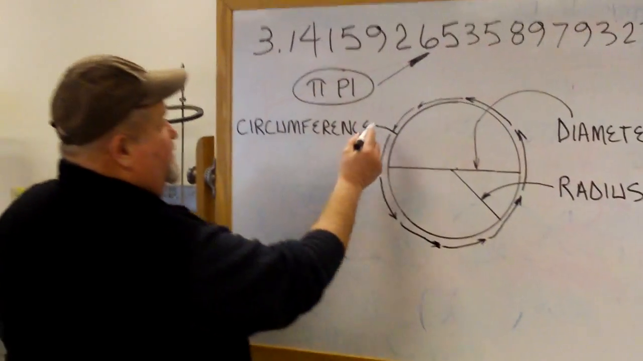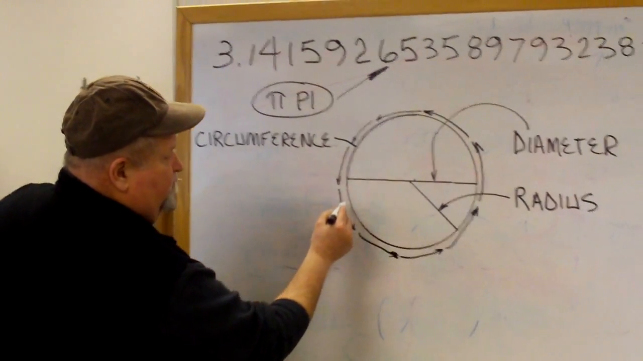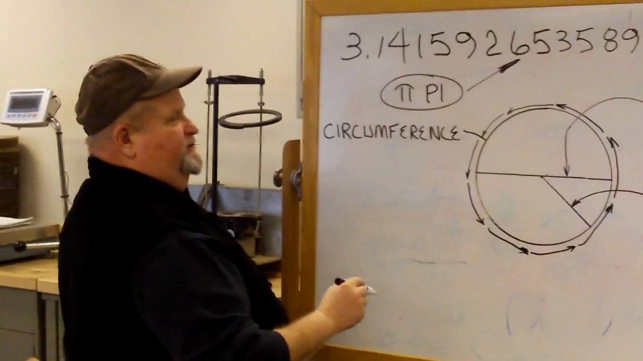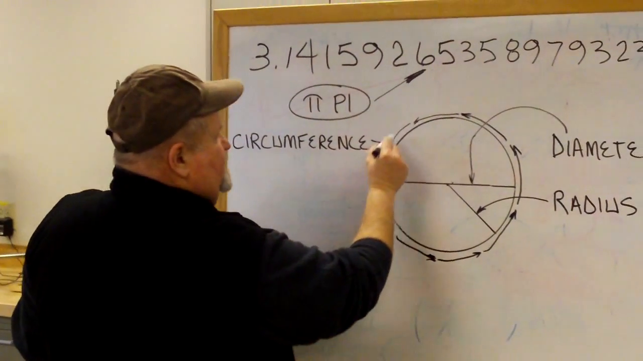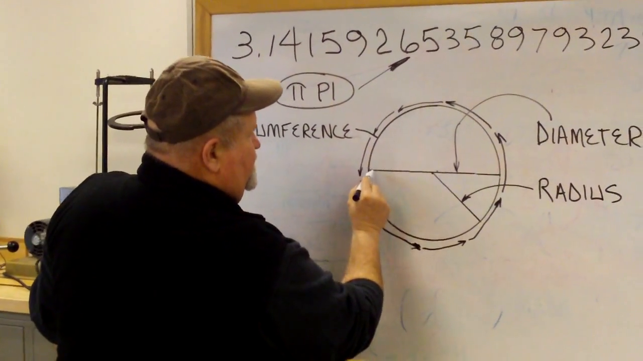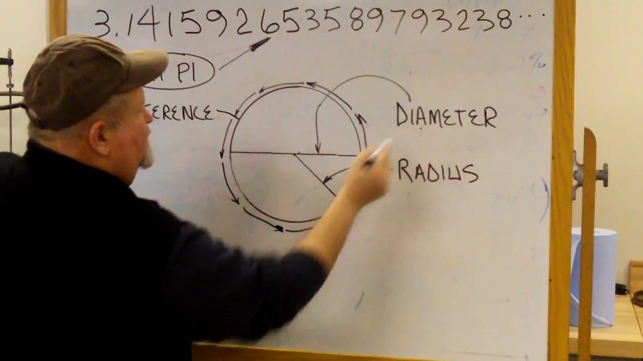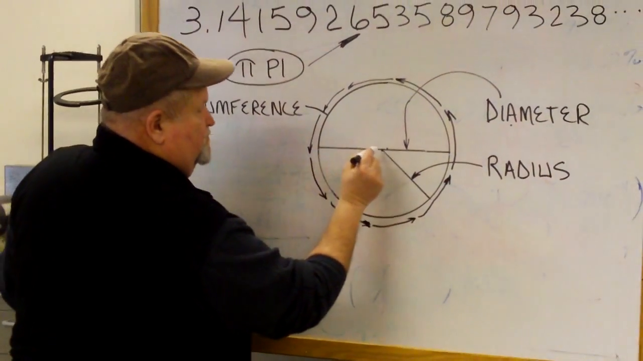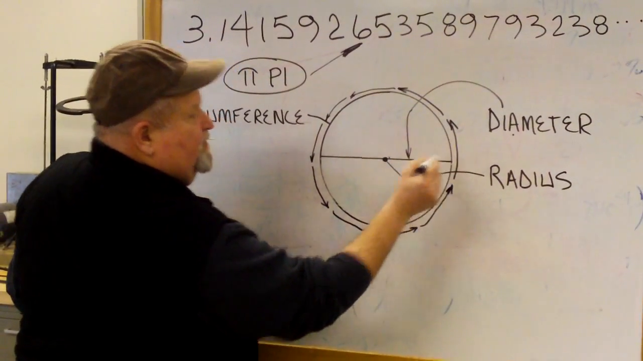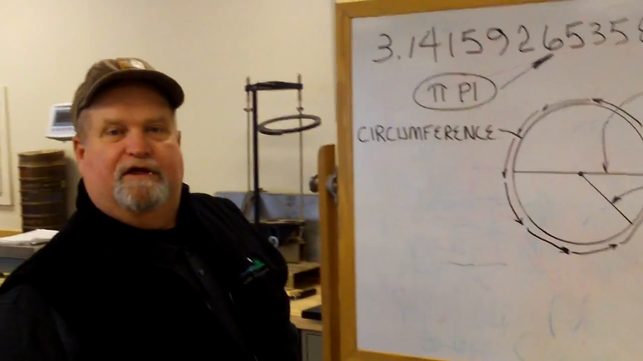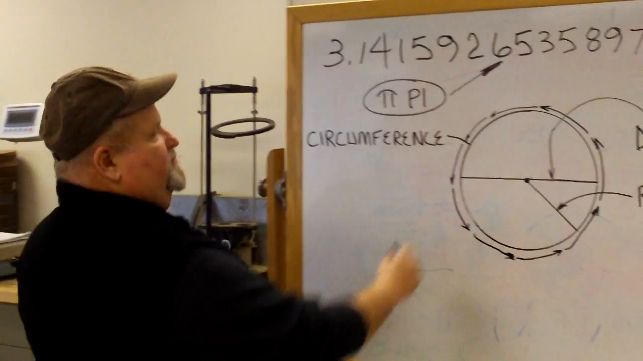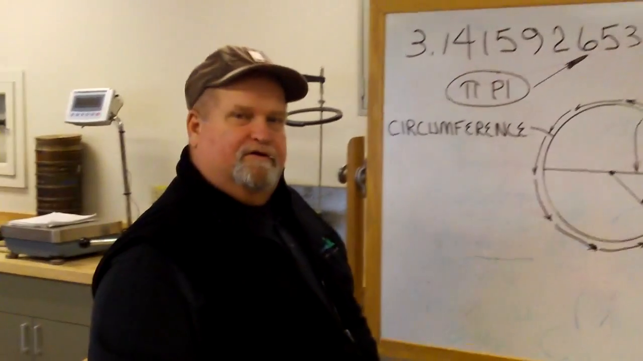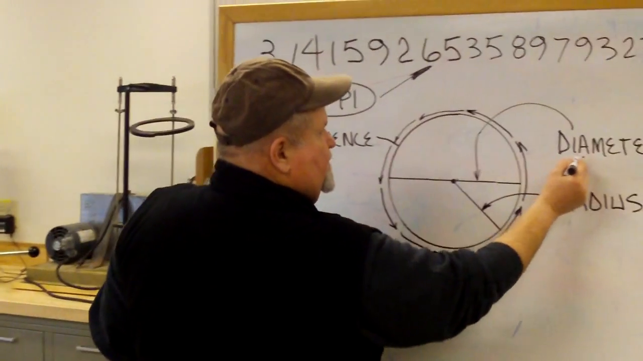The circumference of a circle is the distance all the way around the outside of it. If you take that dimension and divide it by this one here, which is called the diameter, which is a line that goes from the outside right through the middle to the other side. It can go at any angle, anywhere in the circle, as long as it goes through the center. That's the diameter of the circle.